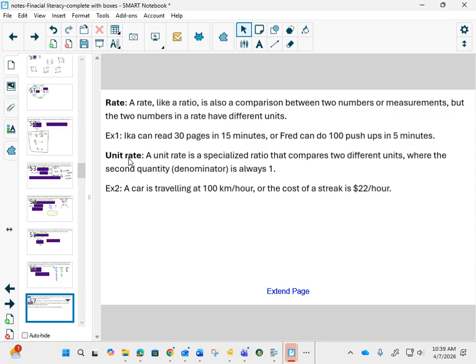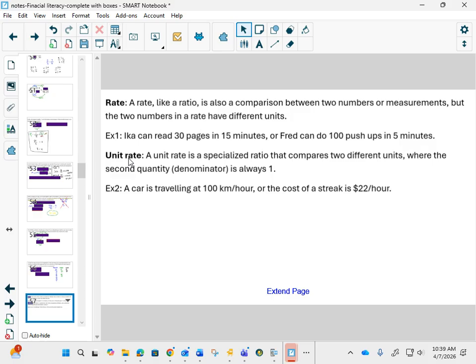So a rate, here's a rate: 30 pages in 15 minutes, you're comparing two things that have different units. 100 push-ups in 5 minutes. A unit rate is a specialized ratio that compares two different units where the second one is always 1.